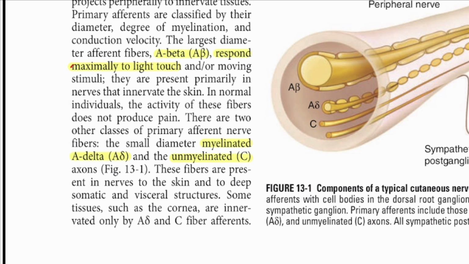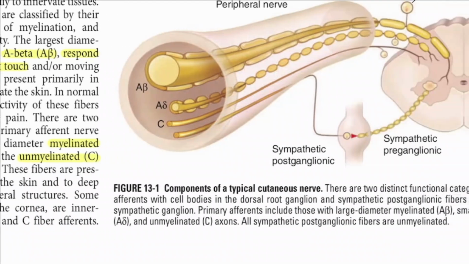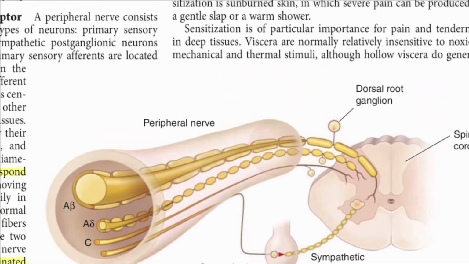pain and temperature. These fibers are present in nerves to the skin and to the deep somatic and visceral structures. Some tissues such as the cornea are innervated only by A delta and C. These are the exceptions. We do not need to remember them as of now.